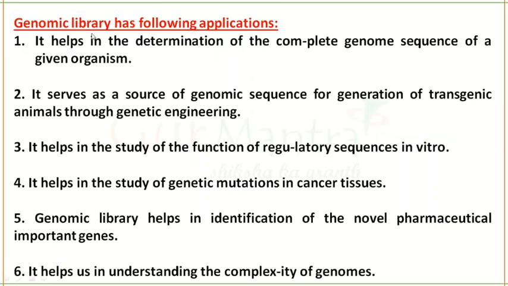So the genomic DNA library has the following applications. It helps in the determination of the complete genomic sequence of a particular organism. It is a source of genomic sequence for generation of transgenic animals through genetic engineering. We can study the regulatory functions of the sequences in vitro. It also helps in the study of genetic mutations, like in cancer tissues. It helps in identification of novel pharmaceutically important genes which could be targeted. Also, it helps us to understand the complexity of genomes.